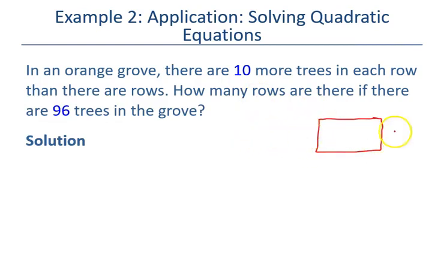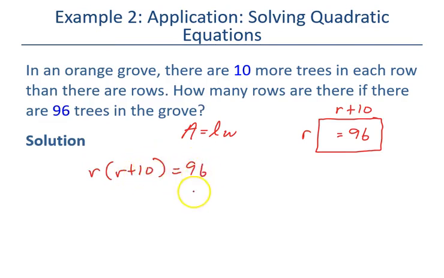But think about this. It's saying there's 96 trees in the grove. That kind of sounds like area. And area always goes with length times width, except here we're going with rows. So if I've got r rows here, but then it says on one side there's 10 more trees in each row, so couldn't I conceivably put r plus 10 there? Well, notice this gives me an area that equals 96, and if we plug this in correctly, we can get r times r plus 10 equals 96.